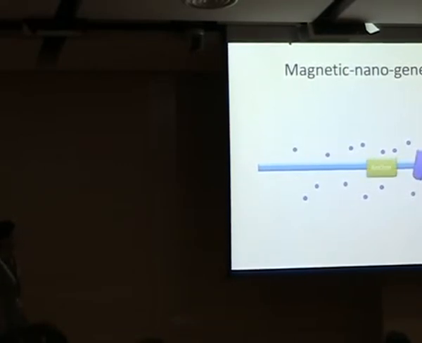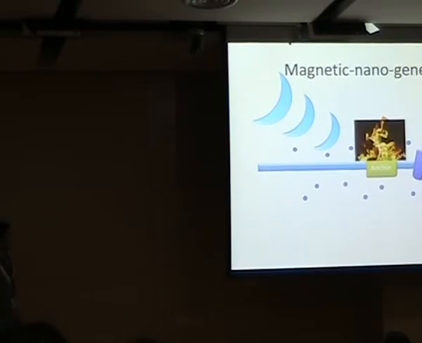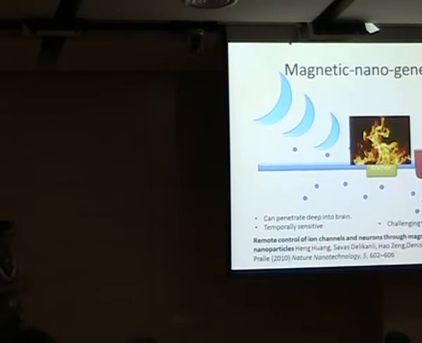And so you have an anchor protein onto which a nanoparticle is attached, and when you deliver magnetic radiation from outside, these channels will open and the same thing happens. So this combines the advantages of both methods in that it can penetrate deep into the brain and is time sensitive, but how applicable it is and how easy it will be to implement is something that needs to be worked out. And this is a new method, it's just like 2010.